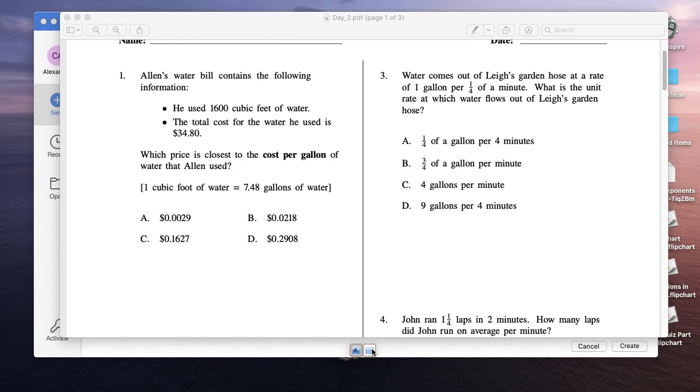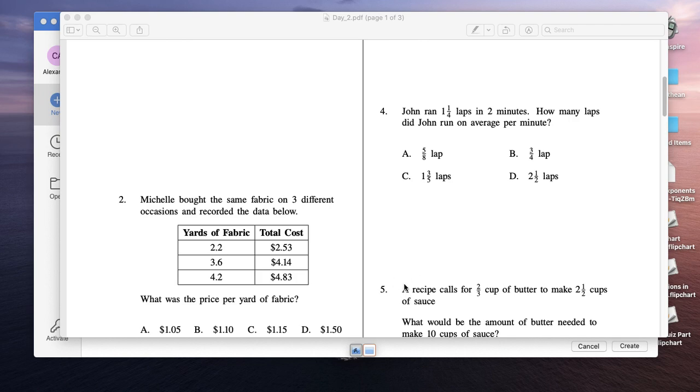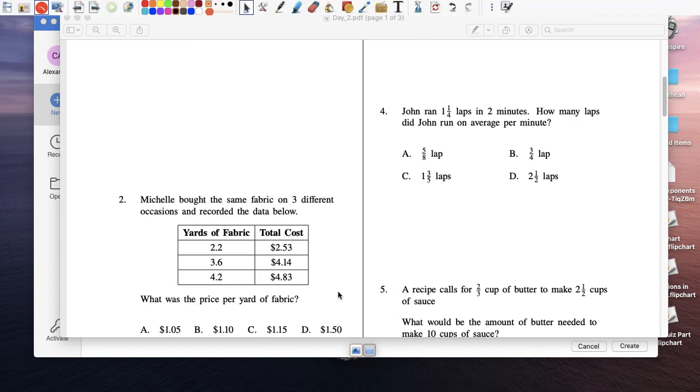4. John ran 1 and 1/4 laps in 2 minutes. How many laps did John run on average per minute? So again, the unit rate. This one is a little bit simpler, but I'll go through the whole process. So 1 and 1/4 laps in 2 minutes. The unit rate is in 1 minute, right? We want to find out how many laps in 1 minute.